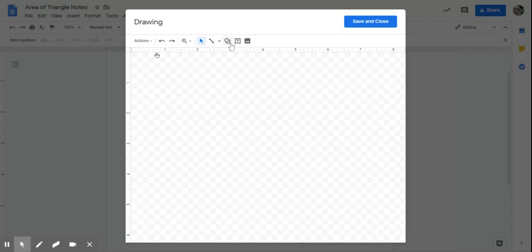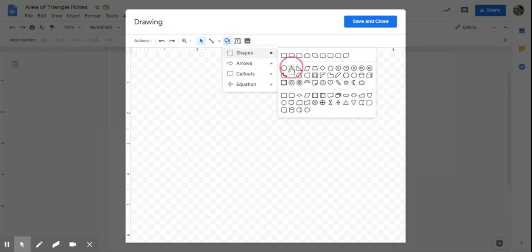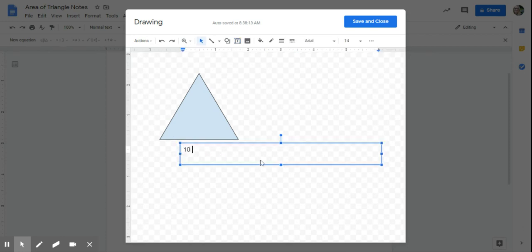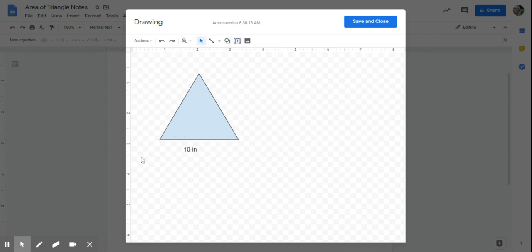So underneath, go ahead and draw yourself a triangle. Okay, there's a triangle. And let's start to label this. The first thing I'm going to do is label the bottom. Let's say that's 10 inches. And then I'm going to draw a little line from the very top corner down to the center, down the middle. So pretty good, not perfect, but pretty good.